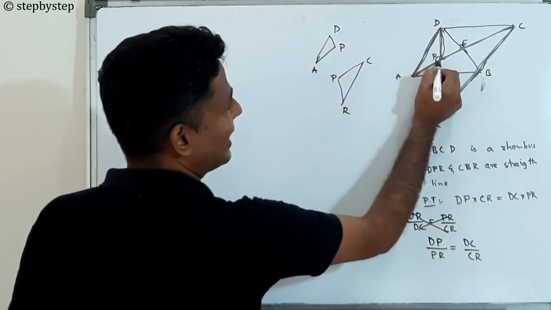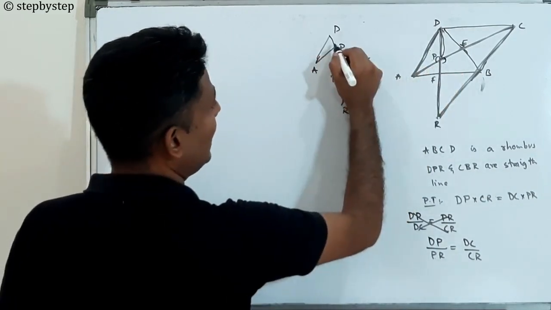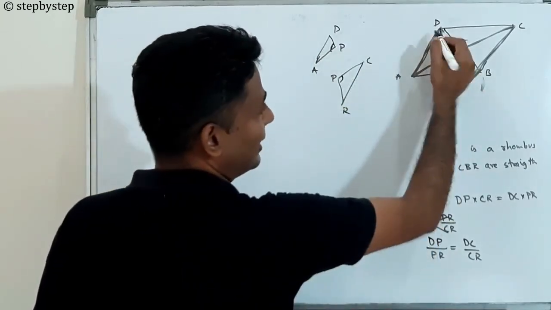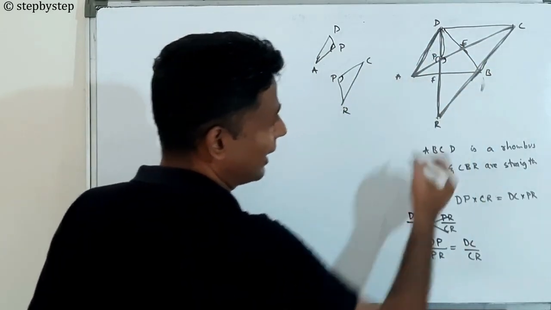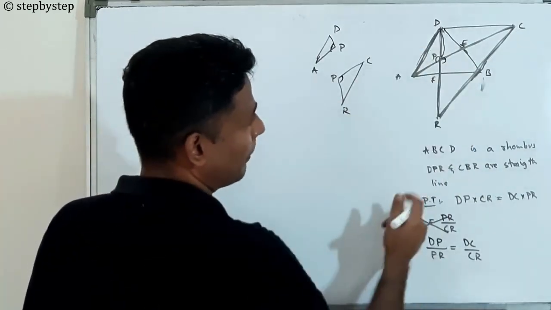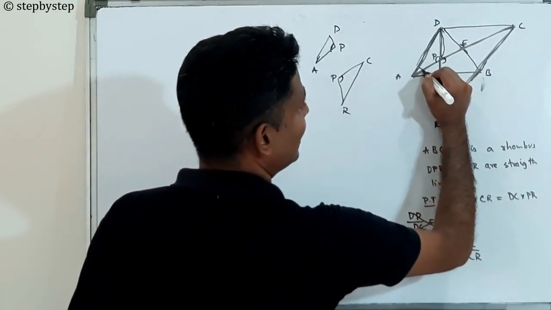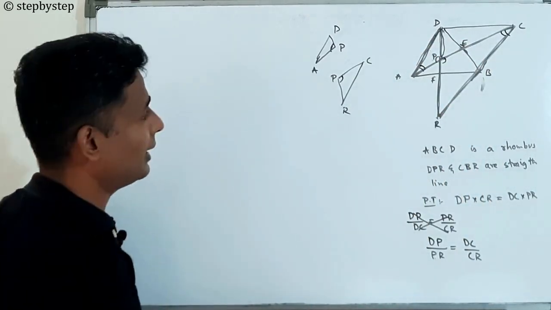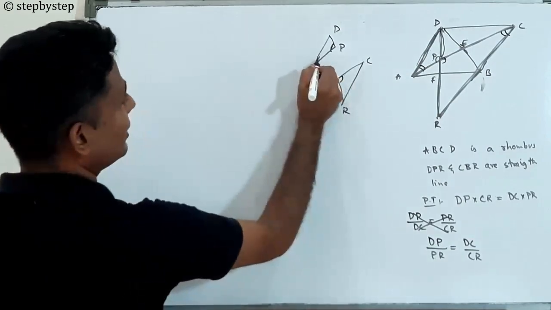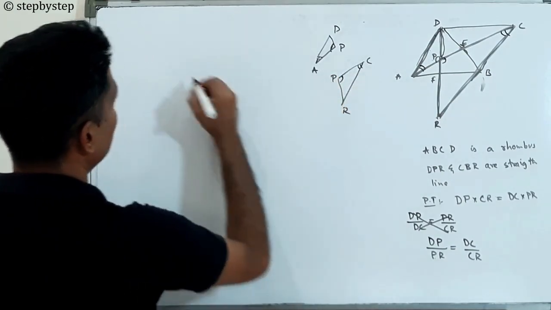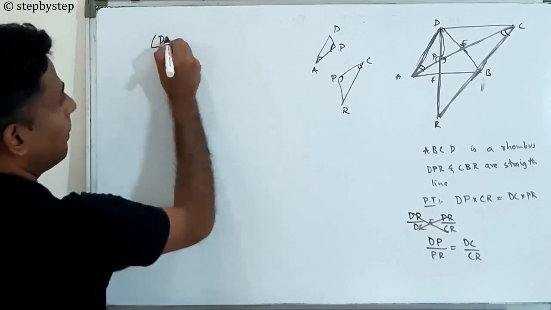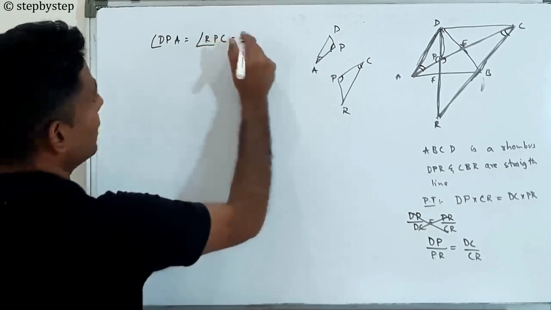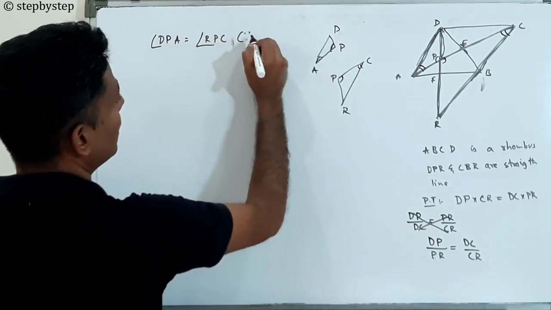What do we have? This angle equal to this angle. Why? Vertically opposite. And since it's a rhombus, this line is parallel to this line. Why? Rhombus is a parallelogram. Opposite sides are parallel. So I can say either this angle is equal to this angle, or this angle equal to this angle. Why? Alternate angles. So what do we get? Angle DPA equal to angle RPC. Why? Vertically opposite, right?